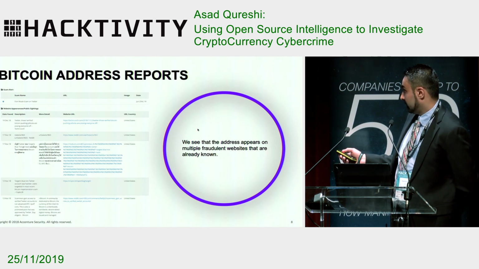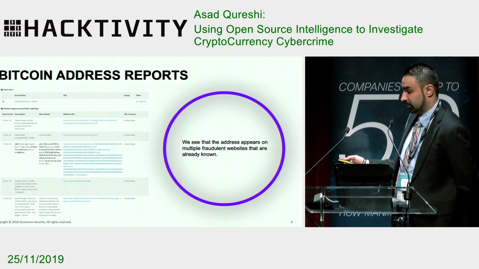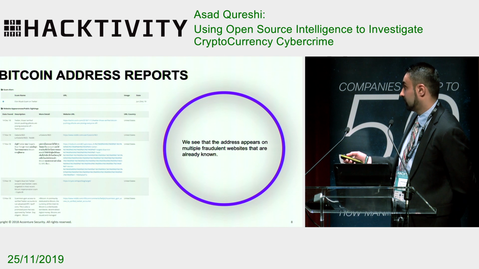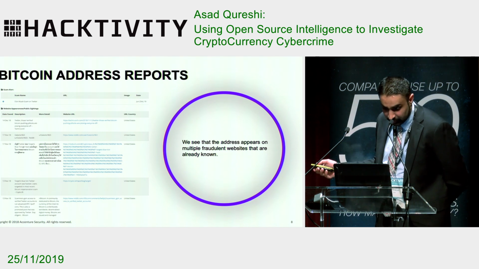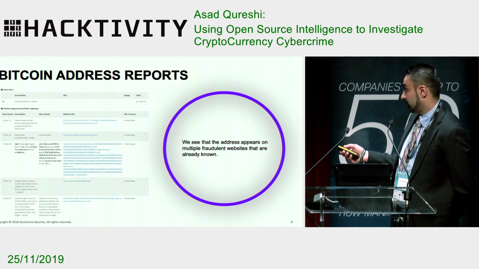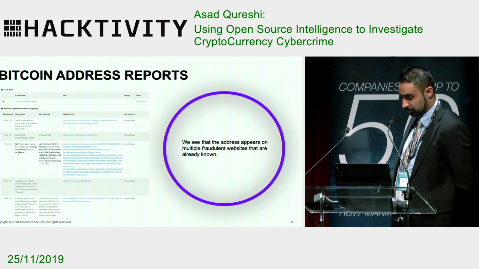By checking that address, we found that address appears on multiple websites that have been involved in the scam. So from here, we already have a lot more information about what is going on.